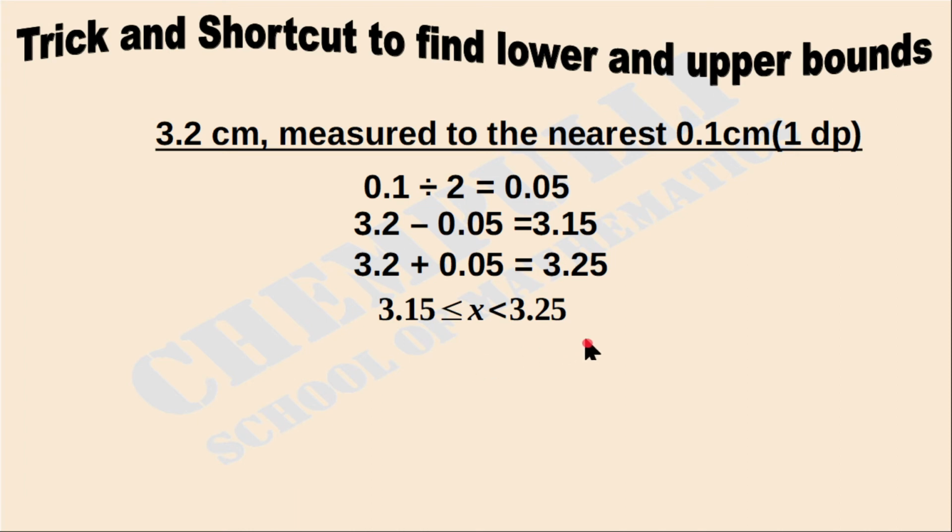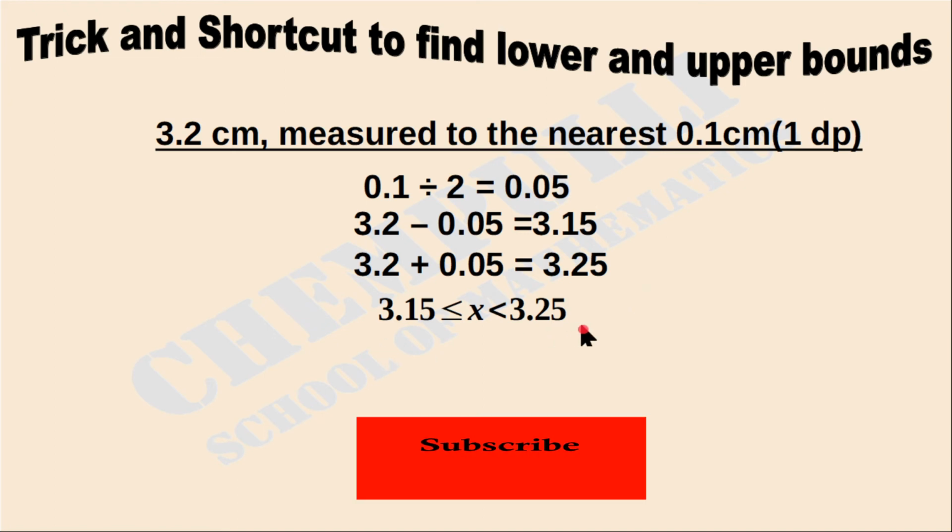Okay, that means 3.2 centimeter measured to the nearest 0.1 centimeter. They can ask this question in another way: which one? Nearest 1 dp. They can also ask that way. In the nearest 1 dp case, you use the number 0.1. First find the half of that, that is 0.05. Then subtract, and we will get the lower bound. If we add, we will get the upper bound. Add that 0.05 to 3.2, and you will get the upper bound. Then we can write it as an inequality like this.